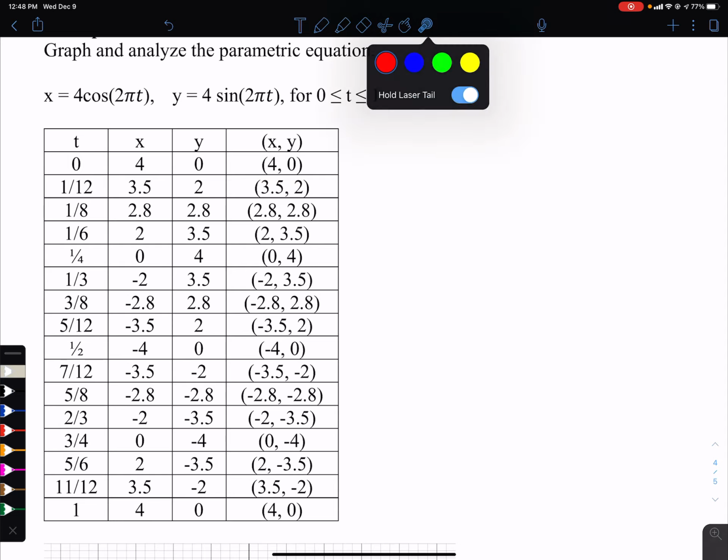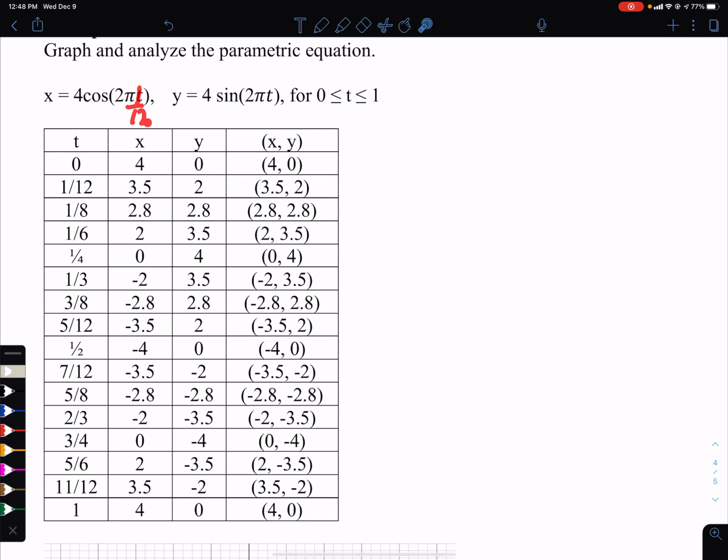Why did I pick 1/12? Because I don't want to use a calculator. If I put 1/12 there, that's going to be pi over 6. And I know the cosine of pi over 6 is radical 3 over 2. Radical 3 over 2 times 4 is 2 radical 3. And 2 radical 3 is about 3.5. Now, I didn't do it in my head, I just used the calculator. And then we put 1/12 here, these will cancel to pi over 6. Sine of pi over 6 is a half. A half of 4 is 2.